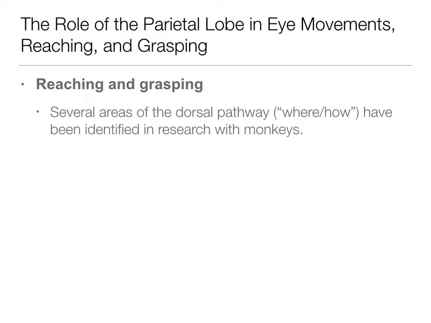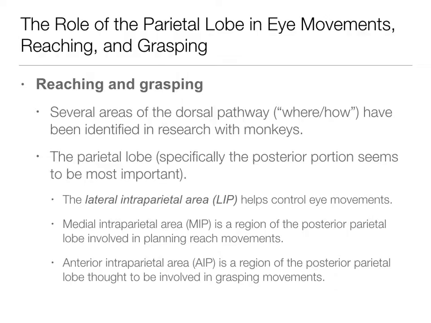Several areas of the dorsal pathway, again, have been identified as important for reaching and grasping. Primarily these studies have been done with monkeys, but we have some human studies that back this up as well. And again, the parietal lobe, specifically the posterior portion of it, seems to be what's most important. Your book talks about these different areas, the LIP, the MIP, and the AIP. We're not going to go into a lot of detail about those.